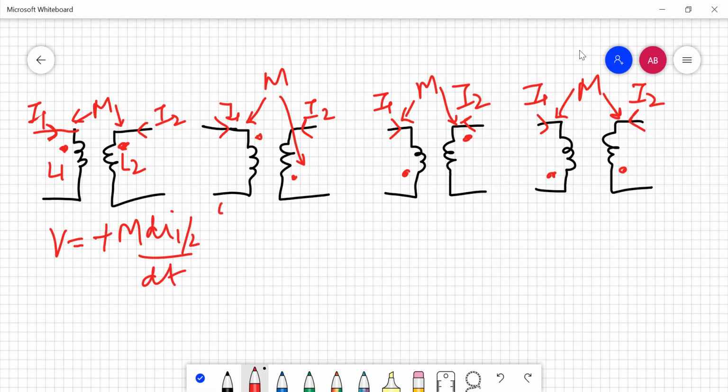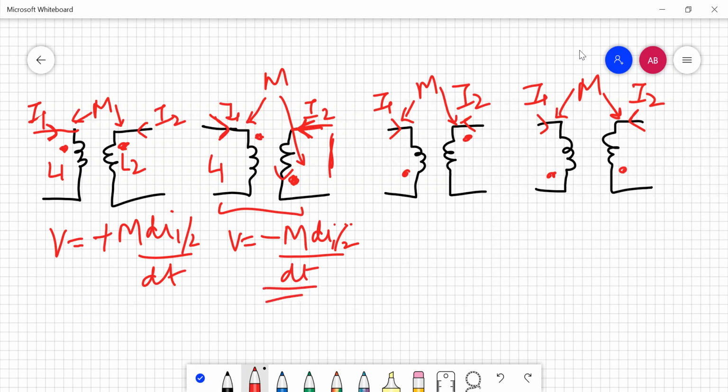So now let's come on to our second case. Here just see that the current is entering at the dotted point in coil number 1, but it is leaving at the dotted point in coil 2, because the current is entering from this side and it is leaving from this point. So it is the opposite case. That means in such conditions, the voltage developed because of the mutual inductance will be taken negative. So if we are talking about the voltage in the first coil, it will be negative M di2 by dt, and for the voltage developed here, it will be negative M di1 by dt. So it will be negative in both the cases.